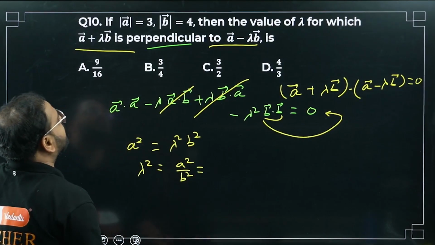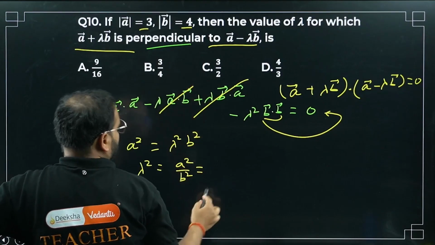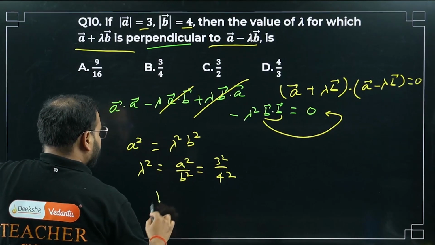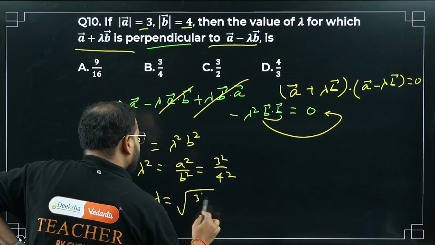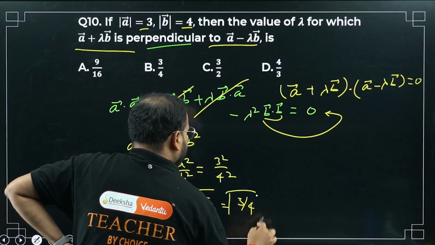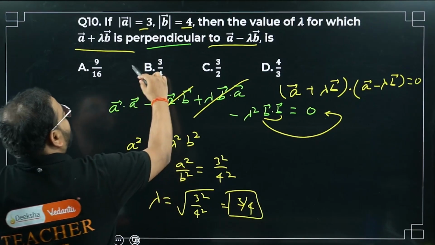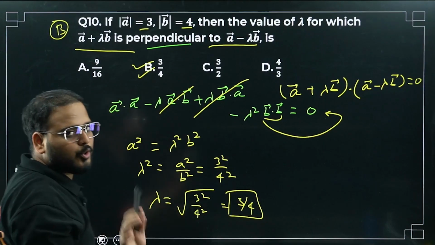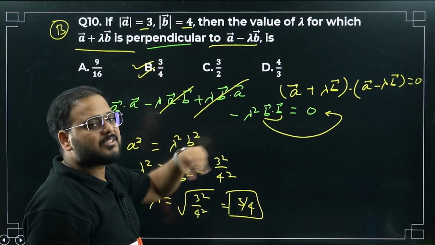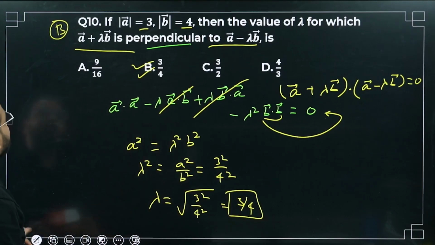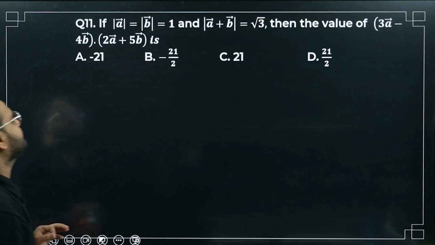What is A's value, bacha? 3, B is 4. So 3 square by 4 square. What is lambda going to be? Root of 3 square by 4 square. What is the answer? 3 by 4. Answer is 3 by 4, option number B. Simple problem. Just know the concept. What is the concept? Perpendicular means dot product of the vectors will be 0. Have a look.